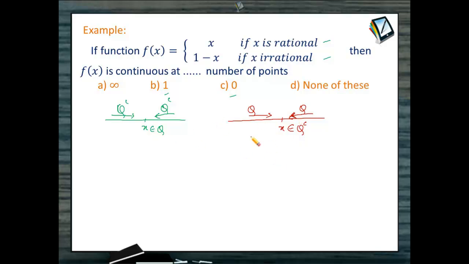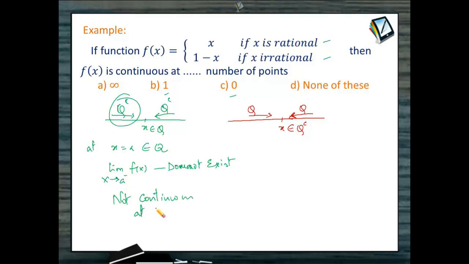Now, if I use these conditions, then at some x equal to a, which is a rational, I am trying to evaluate the limit. Then shall I say the limit as x tends to a minus of f of x does not exist. Now why does it not exist? Because to the left of a rational number there are infinitely many irrational numbers. So there is no continuity in the domain. Therefore the function is not continuous at any x which is rational. Isn't it? So the function is not continuous at any of the rational numbers.